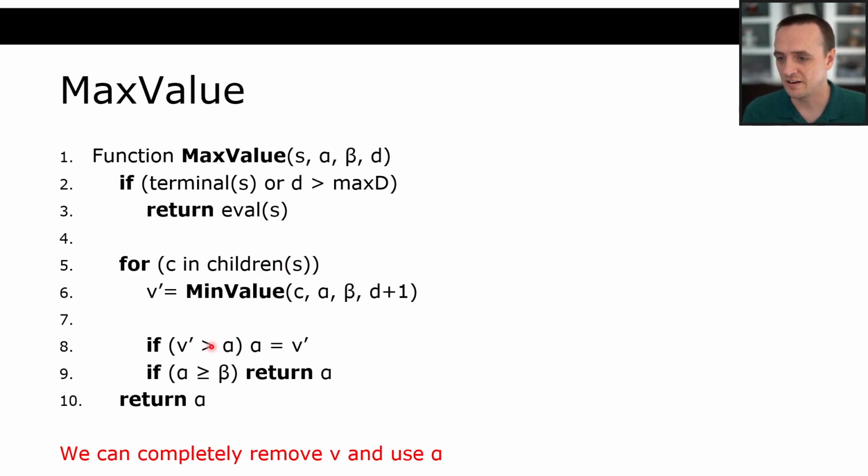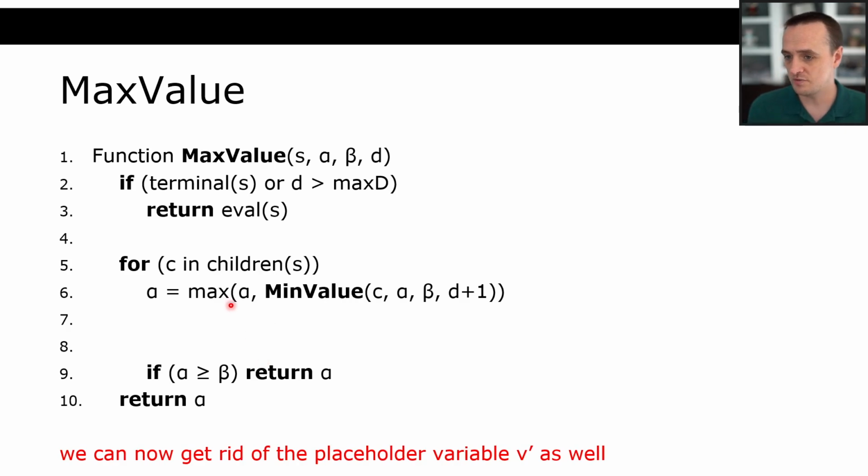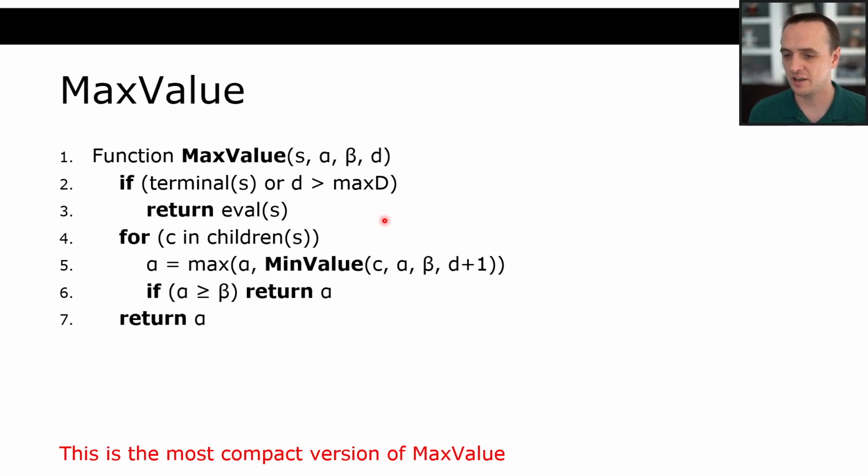So now, instead of saying, okay, V prime is equal to this, if V prime is greater than alpha, alpha equals V prime. What I'm trying to say here is that alpha should be set to the maximum of the previous alpha or the new value. So I'm just going to say that. Alpha is equal to the max of the previous alpha or the new value. And then I can just delete these lines. Okay, so I have the exact same algorithm, which gives the same result, but fewer lines of code.